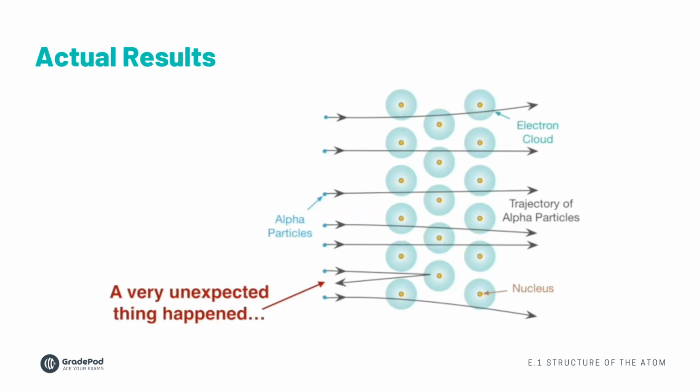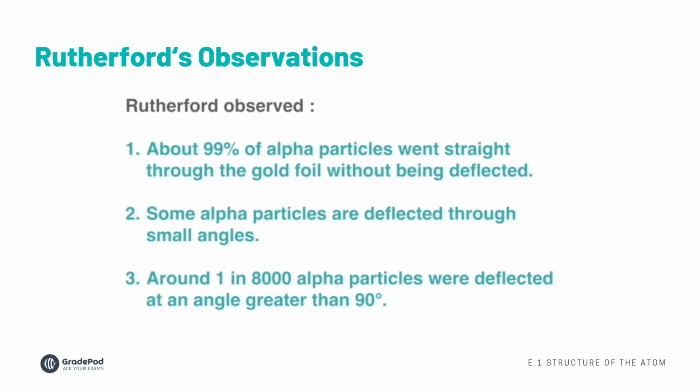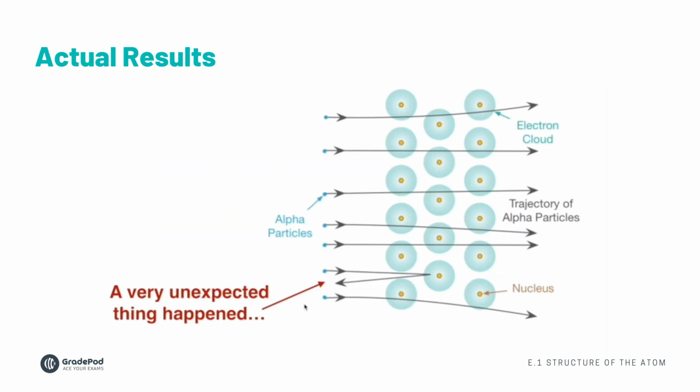Let's go back to our diagram. Some of the alpha particles were very slightly deflected, as you can see here. And his third observation was that around 1 in 8,000 alpha particles were deflected at an angle greater than 90 degrees. So 1 in 8,000 would be deflected at an angle past here, so it would be rebounded from its original direction.